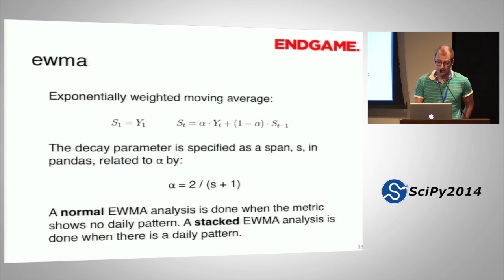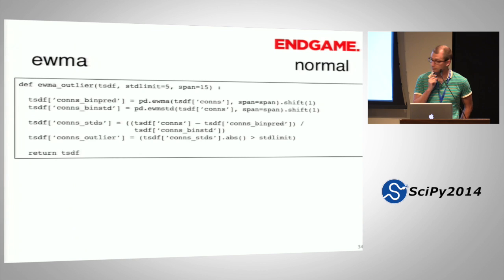The decay parameter shown as alpha here is a little different from what you specify in pandas. In pandas, you'd specify the span, which is related to alpha by this. The span is about how many bins are important in the moving average fit. So you can say, I want the 10 most recent bins to be important, so you set your span to 10. If we have classified the data as not having a strong daily pattern, then we just apply this exponentially weighted moving average. But if it does have a daily pattern, then I do a stacked analysis that I'll describe later.